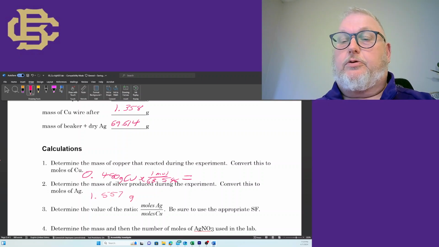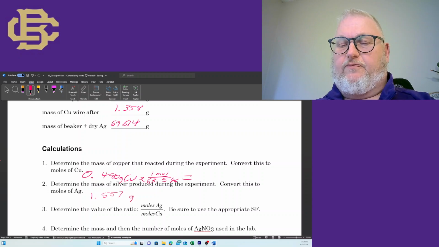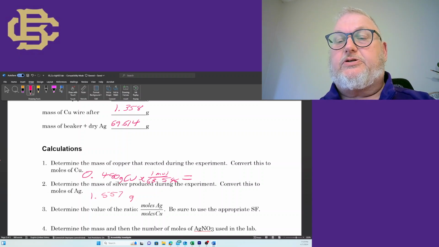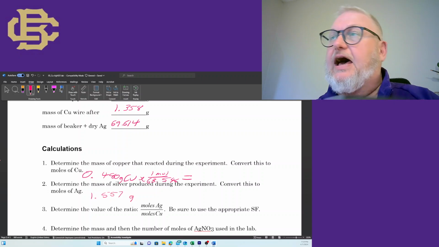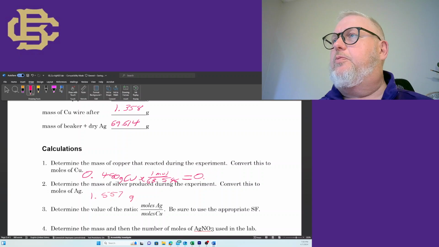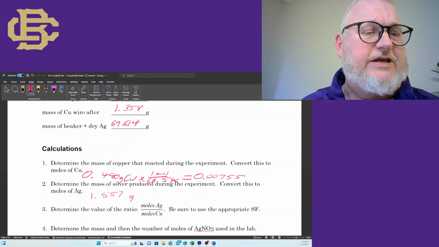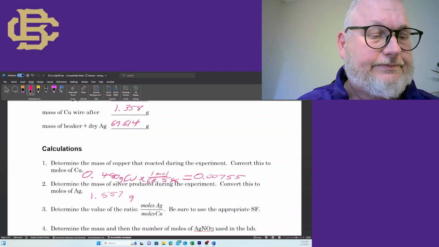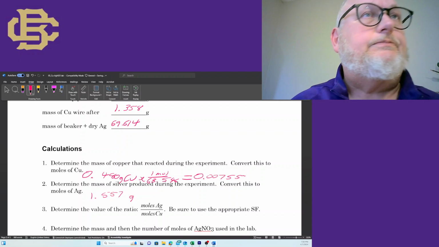All right, let's do that real quick. I got 0.480 divided by 63.546. That gave me 0.00755 moles of copper that were used. I could put some more digits, but 3 digits are significant, and that's all I'm going to worry about. Okay, so we're good there.